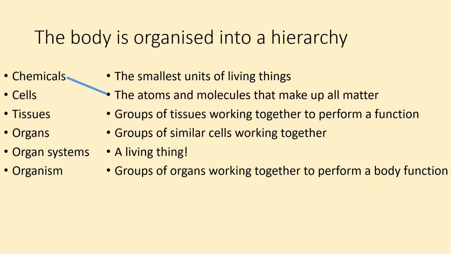So chemicals are the atoms and molecules that make up all matter. Cells are the smallest units of living things. Tissues are groups of similar cells working together. Organs are groups of tissues working together to perform a function. An organ system is a group of organs working together to perform a bodily function, and an organism is a living thing.